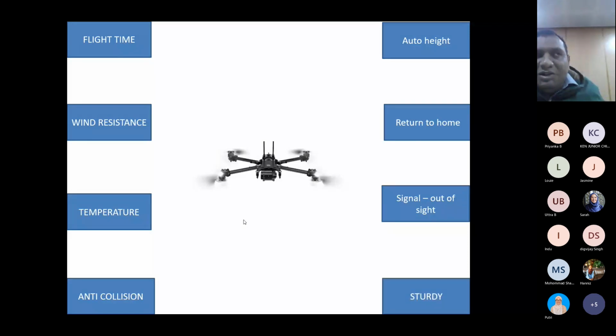And finally, we need a sturdy drone. Whether it's a fixed wing or a chopper, more steadiness is needed when we try to use it in forest areas.